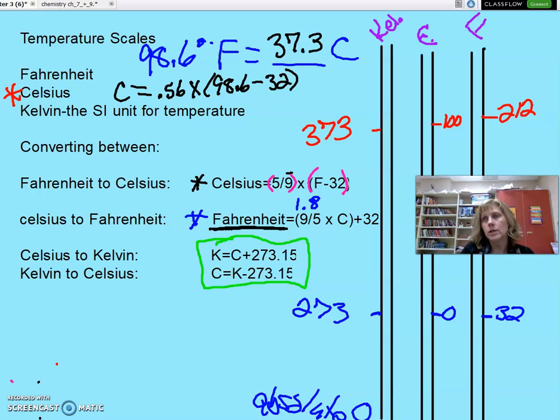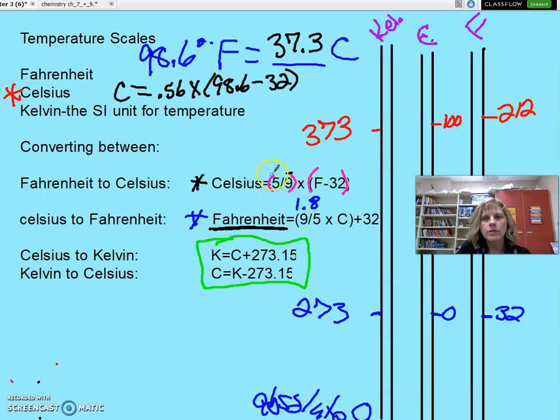The more difficult part here is converting between Fahrenheit and Celsius, because the freezing point in Fahrenheit is 32 degrees. So if we want to find Celsius from a Fahrenheit degree, you have to do a couple of things. First of all, you're going to take the Fahrenheit degree minus 32, but then the degree increments are also different sizes. It's actually 1.8 Fahrenheit degrees for each Celsius degree.